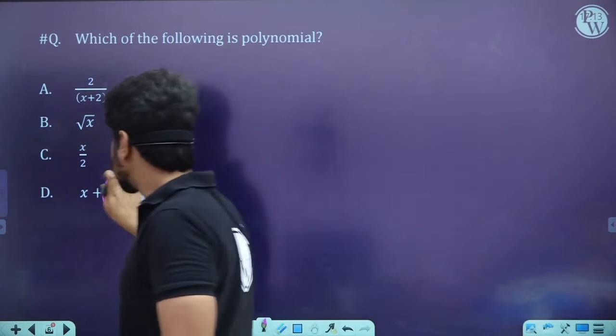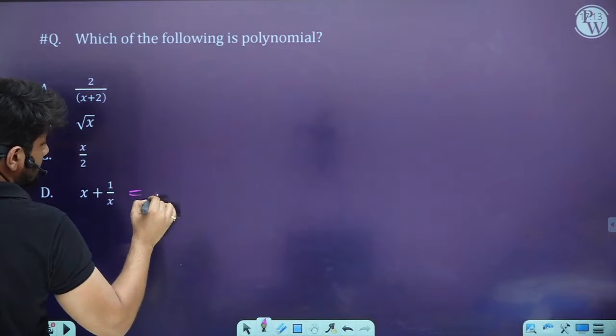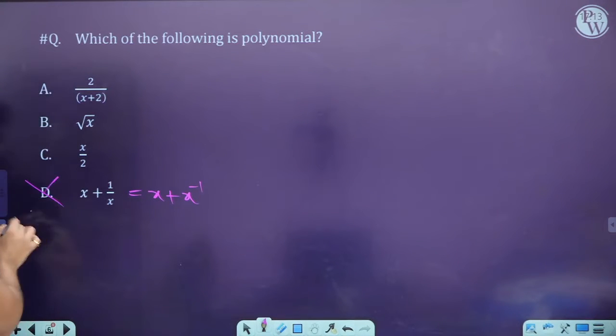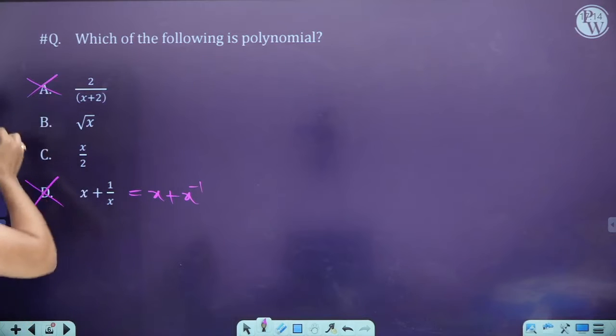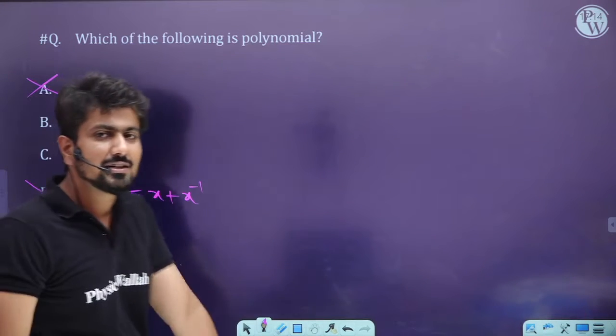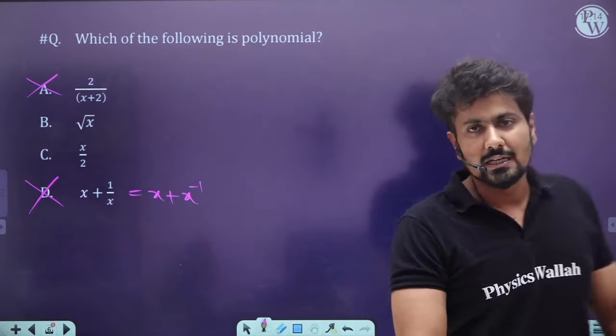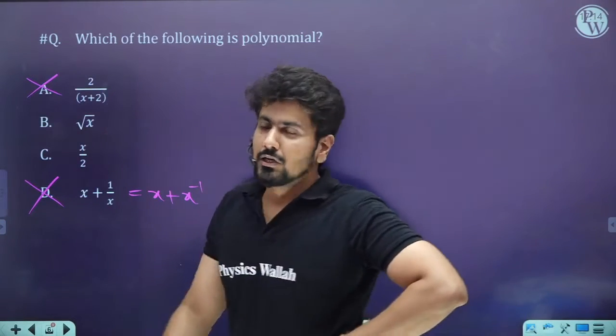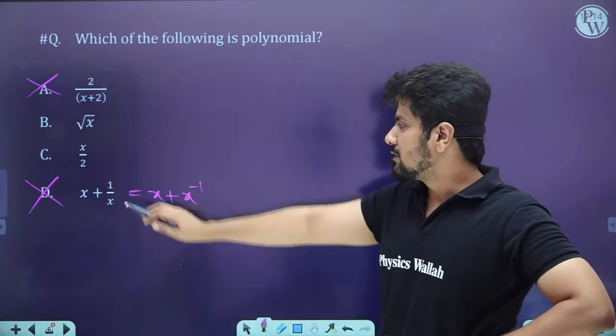It means x raised to the power minus 1. This is x plus x raised to the power minus 1. This is not a polynomial because x is in the denominator. If the variable is in the denominator, basically its power is minus 1. So option A is not a polynomial.